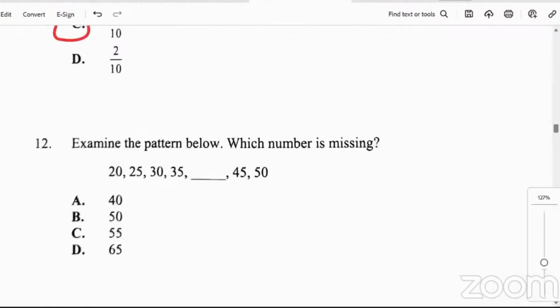All right, question 12. Examine the pattern below. Which number is missing? So we have 20, 25, 30, 35, blank, 45, 50. It's clear that they're counting by fives, right? So we are going to say 40. That's the missing number.